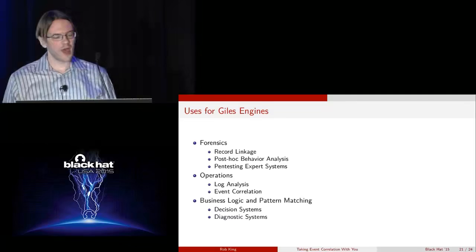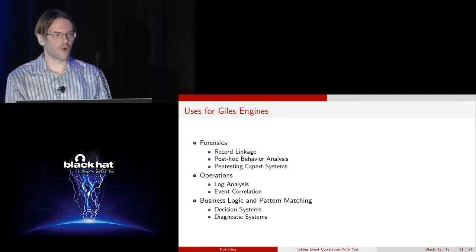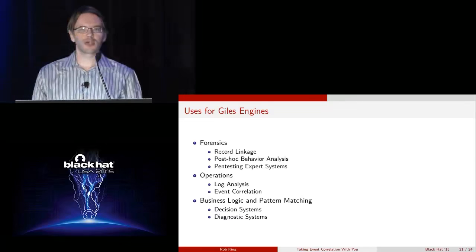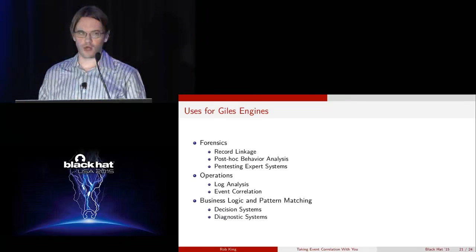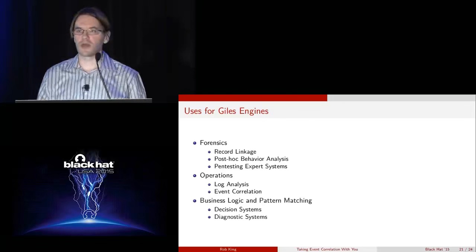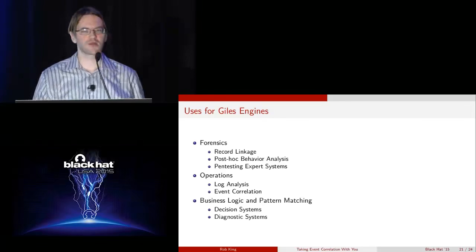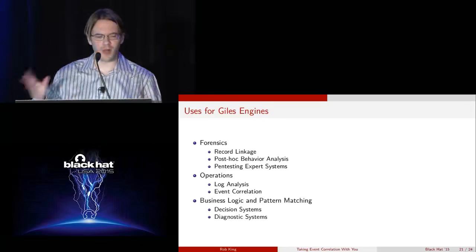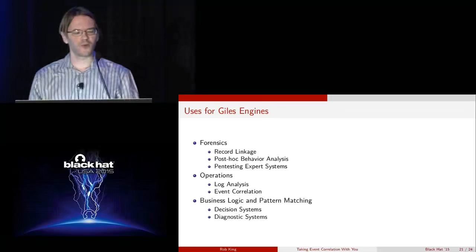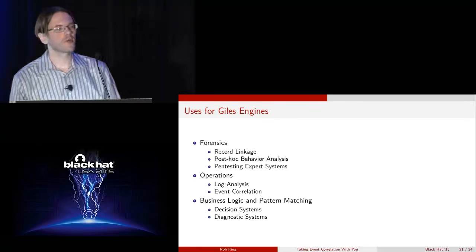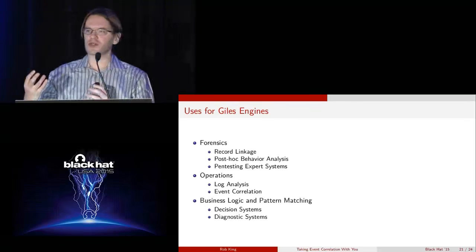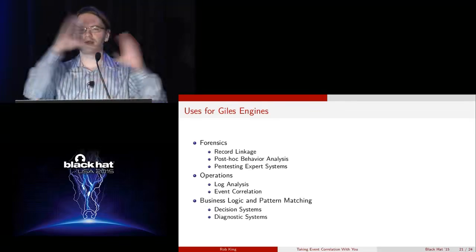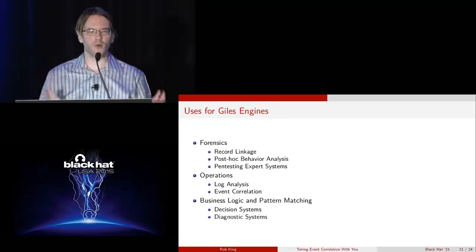Obviously forensics. You don't have to do event correlation engines. Giles engines are actually instances of what are called production rule systems, which are the basis for a lot of expert systems, artificial intelligence, action selection mechanisms, and so on. One of the cool ones is record linkage. Remember that you have this automatic guarantee of everything sort of coming out in the wash.